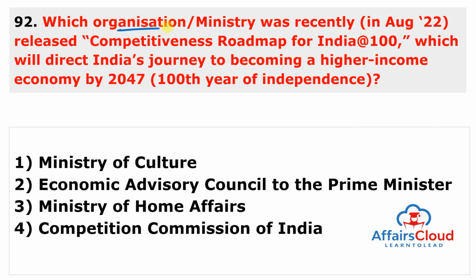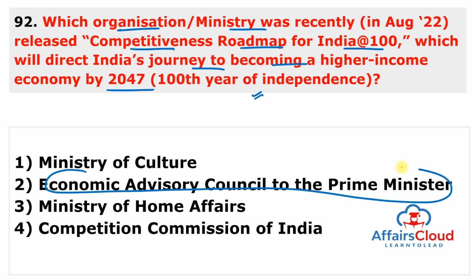Next question is, which organization or ministry recently released the Competitiveness Roadmap for India@100, which will direct India's journey to becoming a higher income economy by the year 2047, because in 2047 India will celebrate 100 years of independence. And this is the Economic Advisory Council to the Prime Minister. So answer of this question is second.